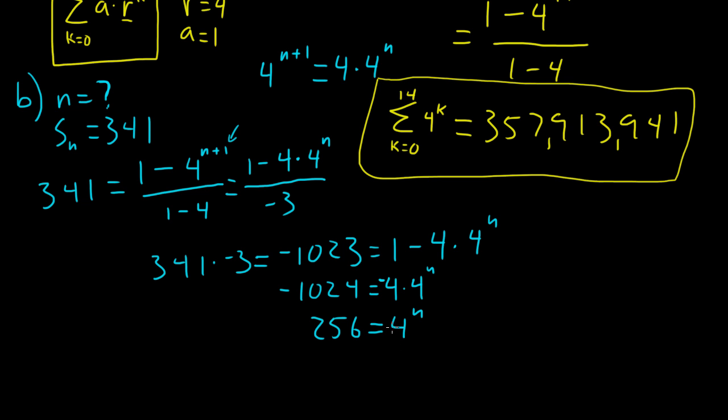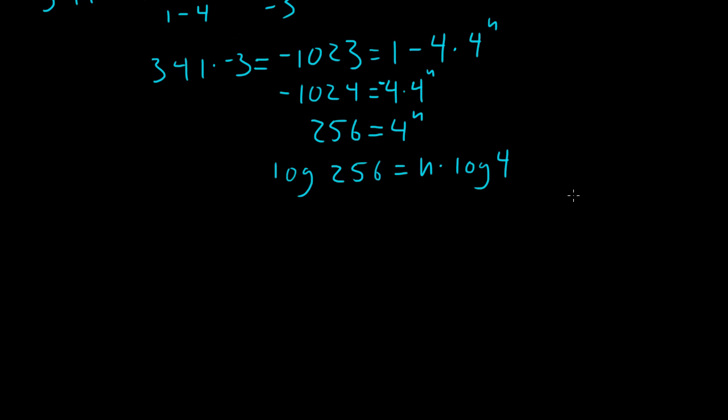Alright, and we just finished covering logs, so what we're going to do here is take the log. Figure out the base in a second. So log of 256 is equal to n times log of 4. Actually, the base doesn't matter. We're solving for n here, so let's go ahead and divide both sides by log of 4. So log of 256 over log of 4.